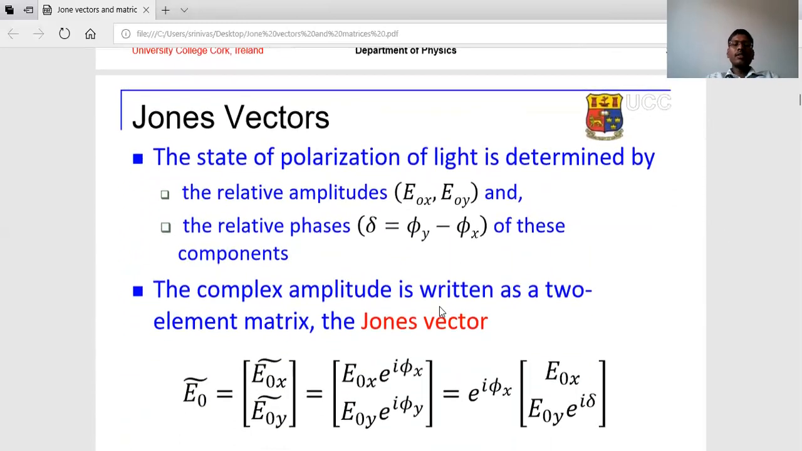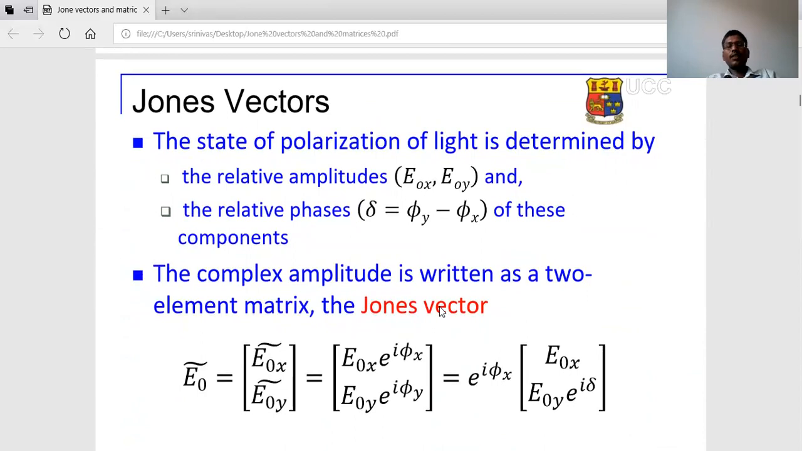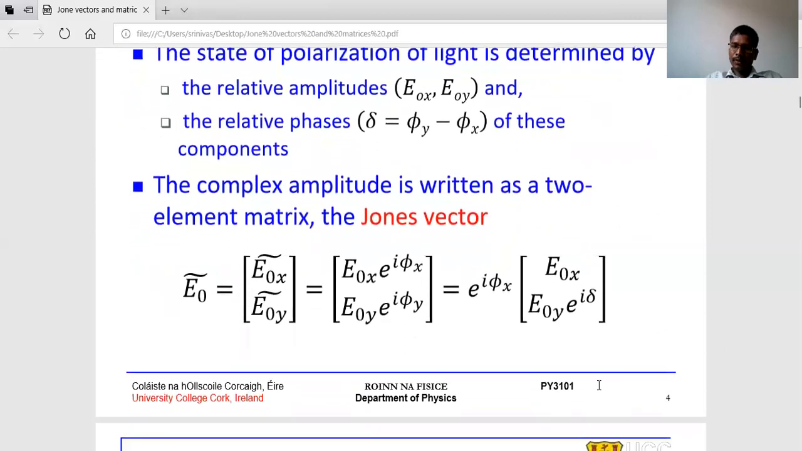For Jones vectors, the relative amplitudes E naught x and E naught y and the relative phase delta is equal to phi y minus phi x. These phase components and the complex amplitudes can be written in terms of a matrix. That is a Jones vector, written as the matrix E naught x e^(i phi x), E naught y e^(i phi y). Taking the common factor e^(i phi x) outside the matrix, I write it as E naught x, E naught y e^(i delta), where delta is phi y minus phi x, the difference between these two phases.